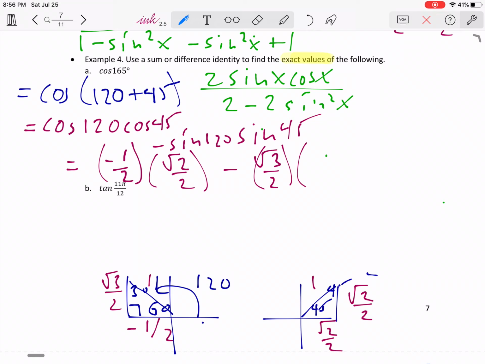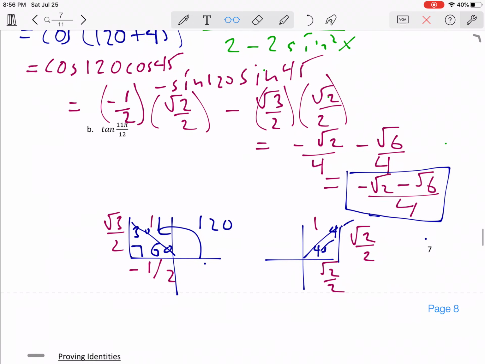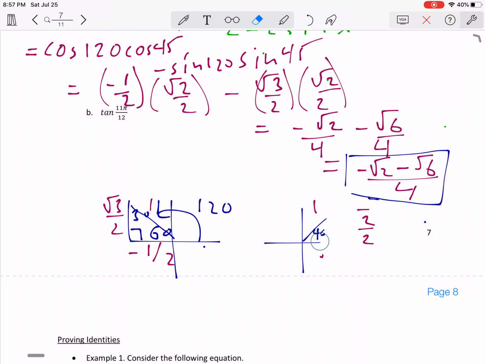The sine 45 is going to be root 2 over 2. Okay, so this is going to work out to negative root 2 over 4 minus root 6 over 4, which you can combine to negative root 2 minus root 6 over 4. Okay, and that's your final answer. That's what we mean by an exact solution.